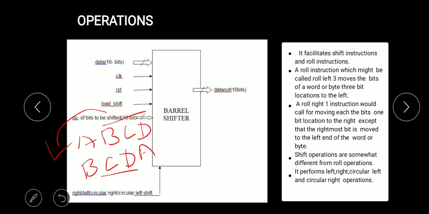Similar to the roll left 3 instruction, we also have a roll right 1 instruction. It would call for moving each of the bits 1 bit location to the right, except that the rightmost bit is moved to the left end of the word or byte. Then shift operation. These are somewhat different from roll operation. We can perform different types of shift operations like a shift left, shift right, circular left shift, circular right shift, etc. For example, we can take an input 1 1 1 1.